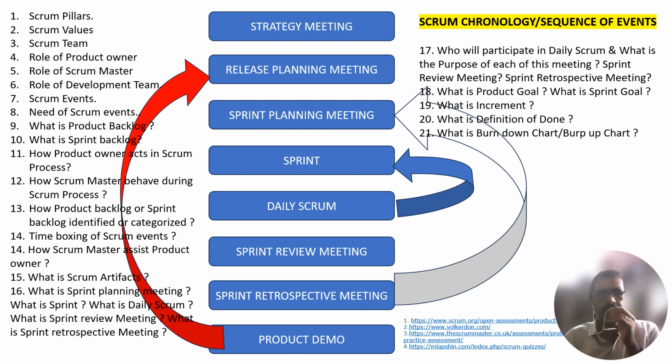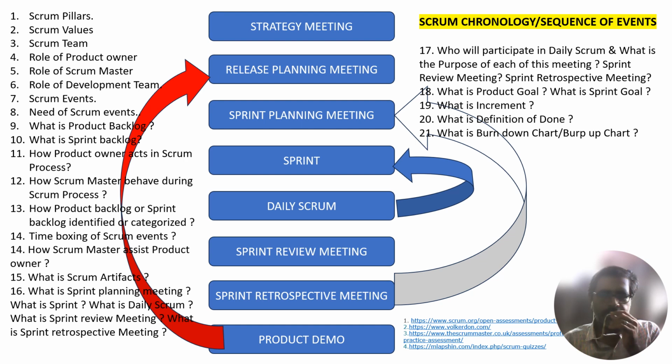Third accountability, ordering product backlog items. Fourth one, ensuring that the product backlog is transparent. Transparent, you understand, right? It is visible to everyone and easily understood by each and everyone. So these are the important accountabilities for the product owners.